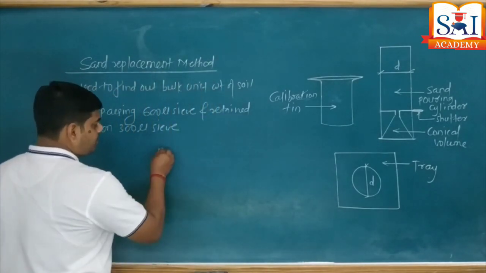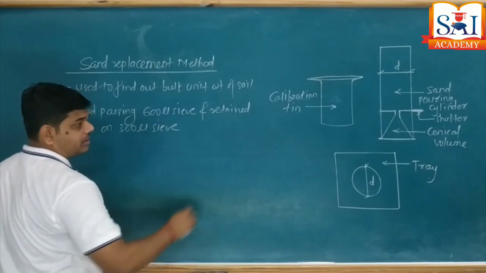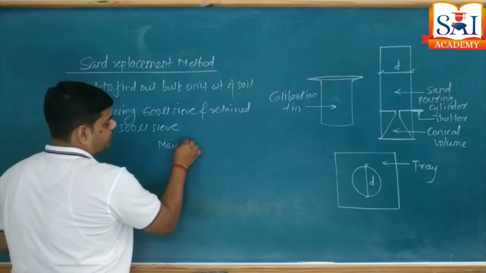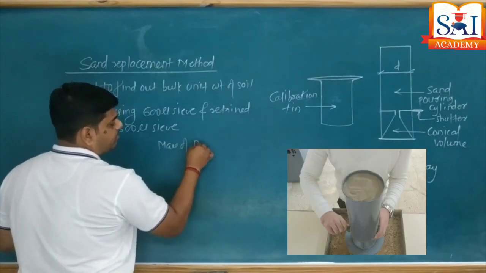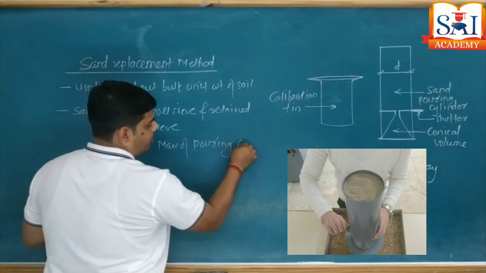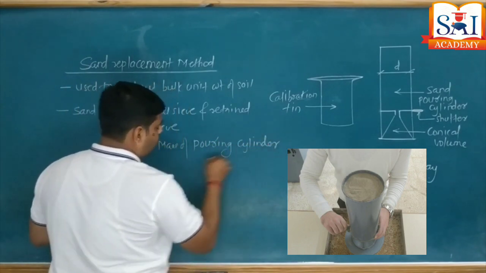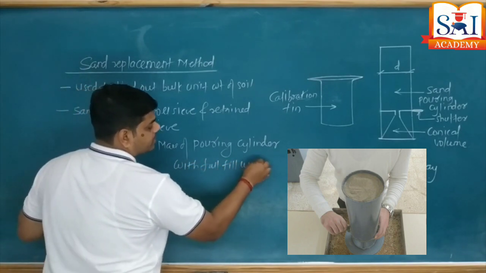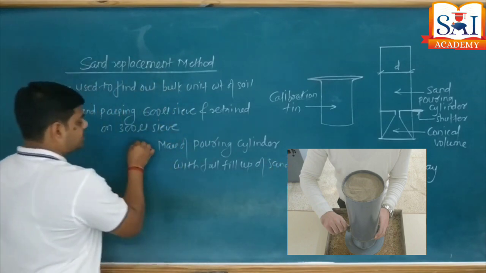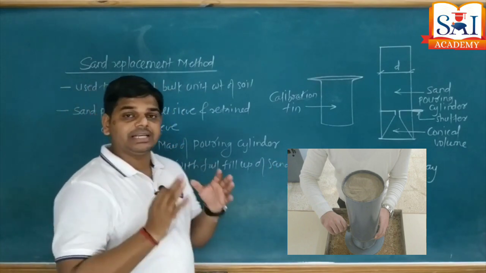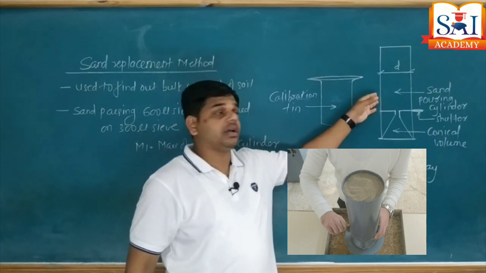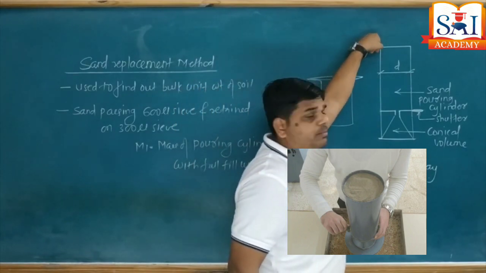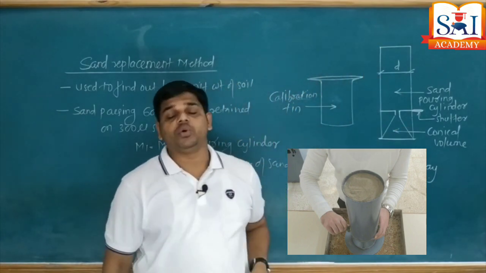Look at the board. First of all, I am going to record the mass of the pouring cylinder with the sand filled up fully. I denote this value as M1. Means dry sand I am going to fill inside the pouring cylinder up to its top level, say 1 centimeter or 2 centimeters just below the top portion, and its mass is noted down.